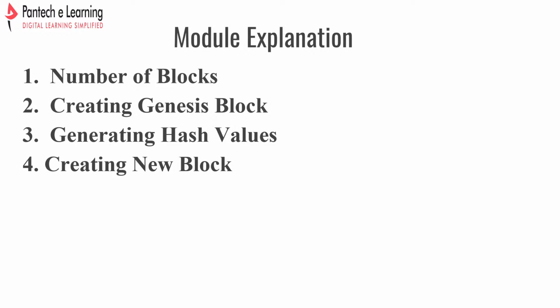After creating the genesis block, we generate the hash value for that particular genesis block. Why? Because based on the genesis block's hash value, the next block will be created and it will add the previous block's hash value, right? For that purpose we are generating hash values. Then creating new blocks, that is the second block, third block, fourth block and fifth block. Up to 5 blocks I will create and I will show you how it's working. So that is what we need to do.